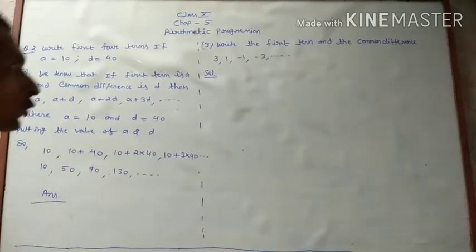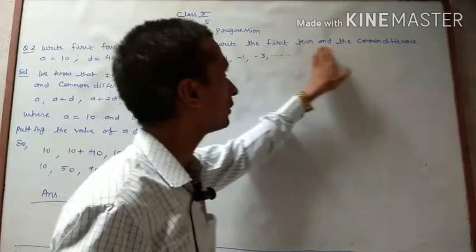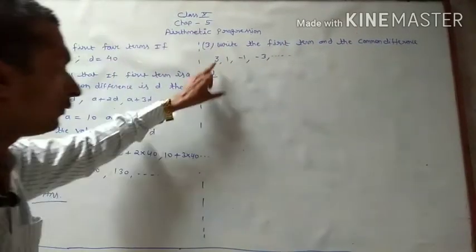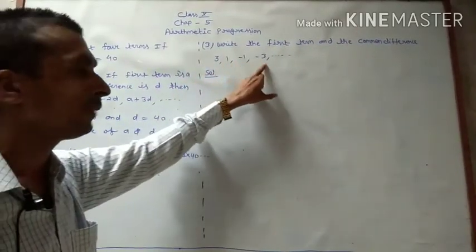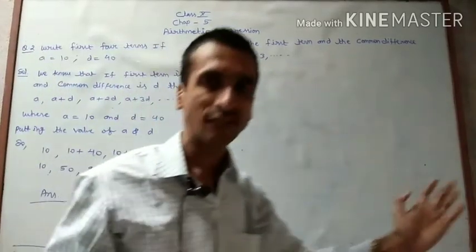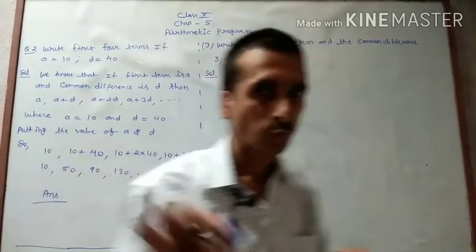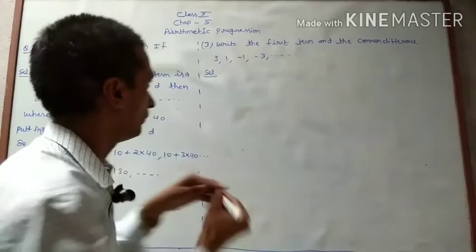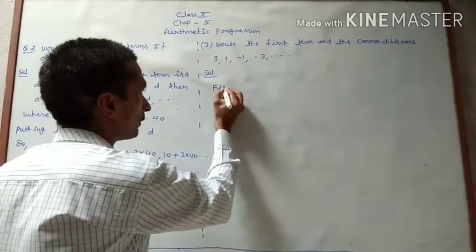Okay friends, and the next question is the third. Write the first term and the common difference. The values are 3, 1, minus 1 and minus 3. So obviously you know well the first value is always A. So we have to write here the first term. So you can write here it is the first term.